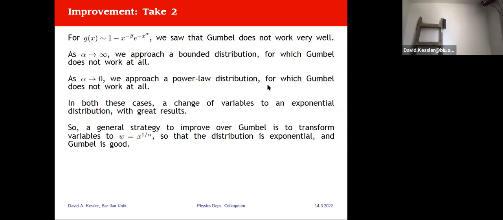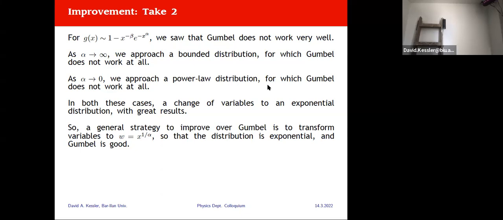And in fact, the fact that you get Gumbel and then you get Frechet and Weibull are just extreme cases of that. I.e., if you have an exponential distribution in x, like with a power alpha, and alpha goes to infinity, that approaches a bounded distribution.